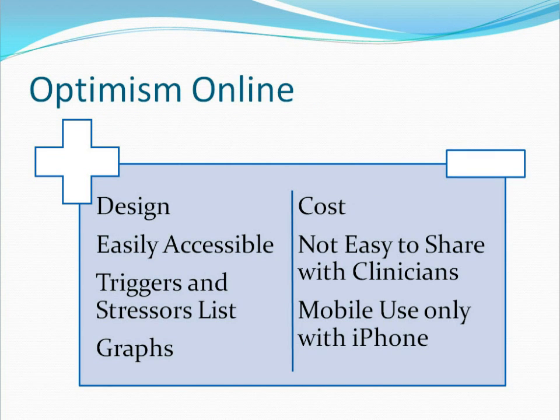Our preferred paid application is from Optimism Online. It has a nice design. It's also pretty easily accessible, especially from the Mac platform and PC and iPhone, not from the Android. It has a triggers and stressors list, which is useful to try to keep track of some of that information, and it includes some built-in graphs that are quite attractive and useful. There is a cost. It's about $40 a year, and it's not really easy to share with clinicians. In fact, the only way to do it is to share your login information, and the mobile use is only with the iPhone, as I mentioned, not with the Droid.